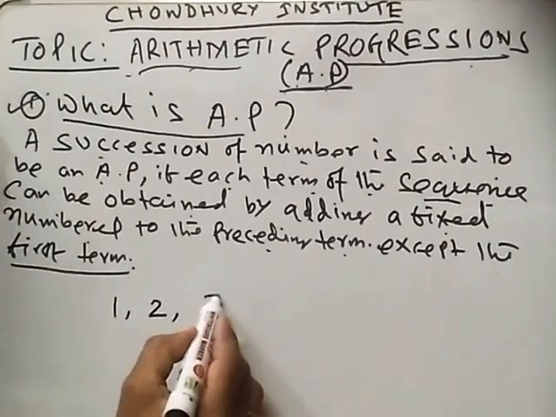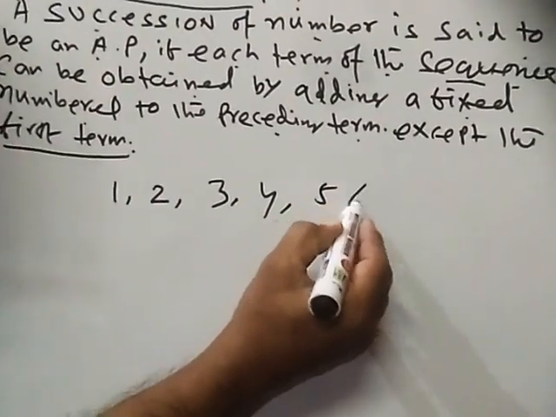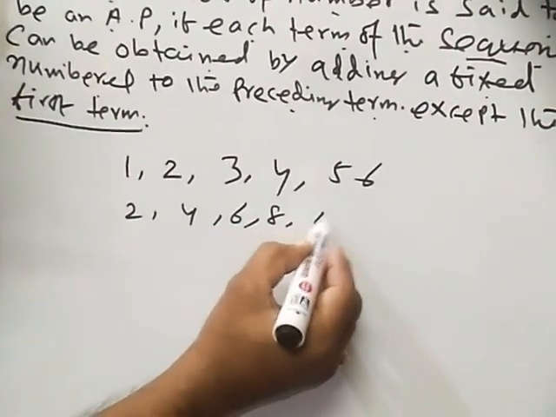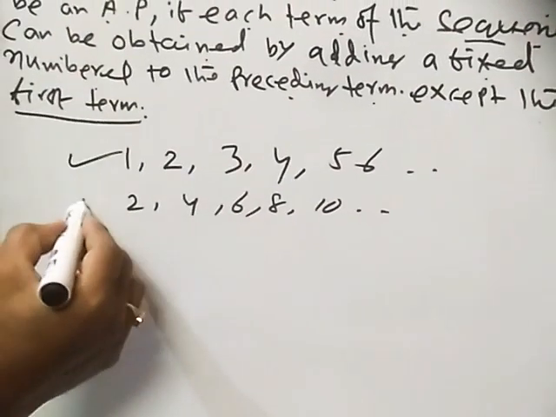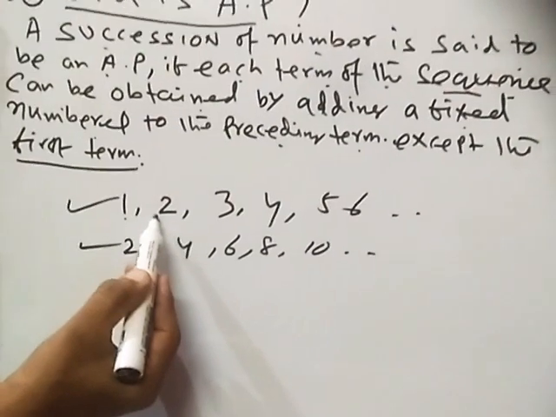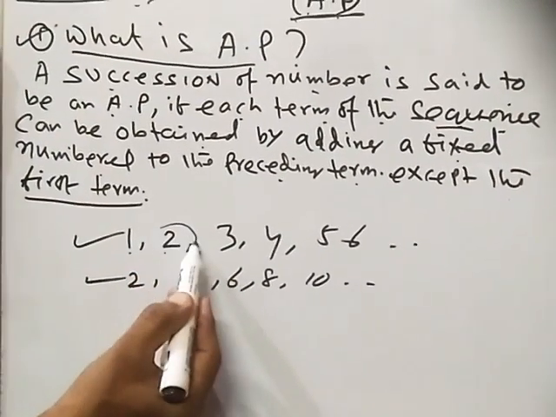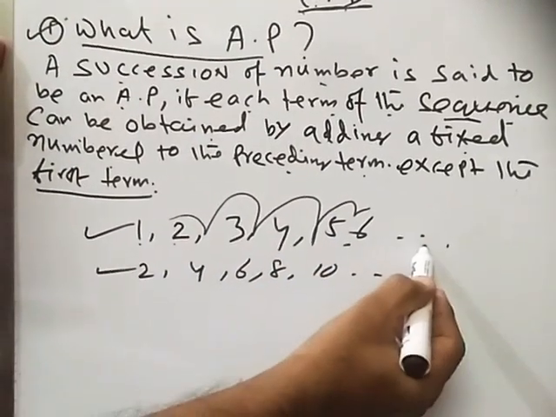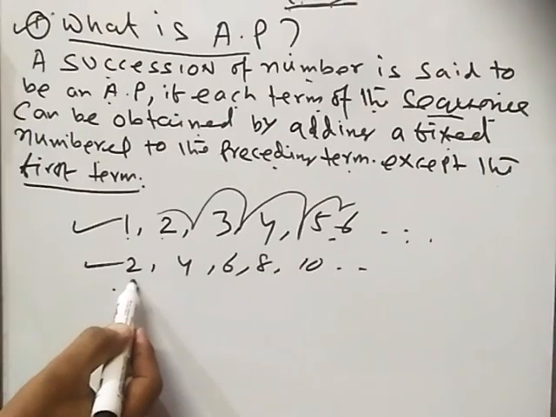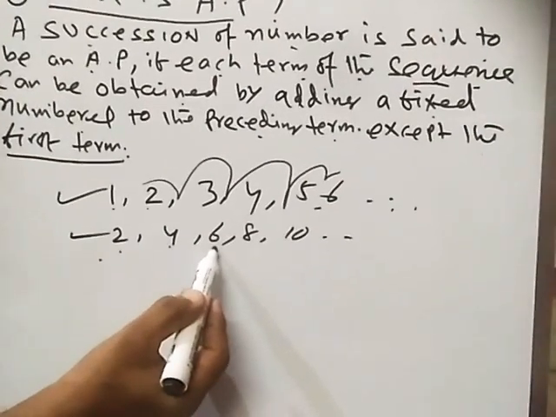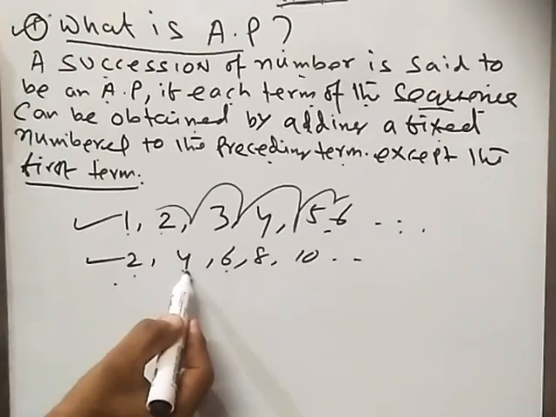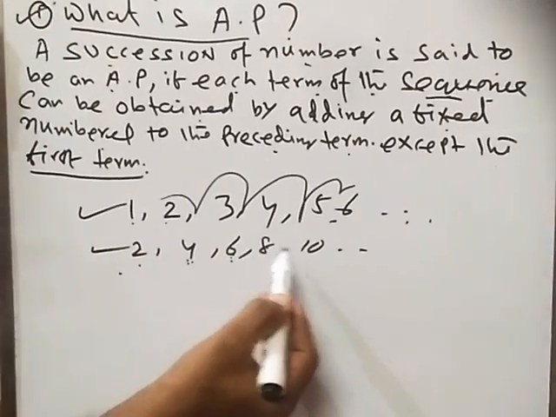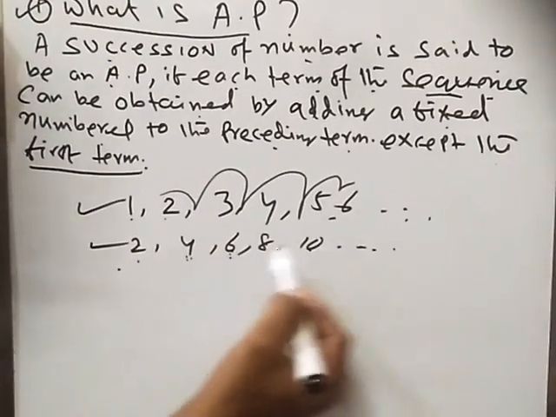1, 2, 3, 4, 5, 6. 2, 4, 6, 8, 10. You tell me an example of a sequence. Sequence 1, then 2, then 3. Increasing by 1, increasing by 1, increasing by 1, and so on. So this is a sequence. Same as here, 2, then 4, then 6. That means 2 plus 2, 4, 4 plus 2, 6, 6 plus 2, 8, 8 plus 2, 10, dot, dot, dot. So this is a sequence.